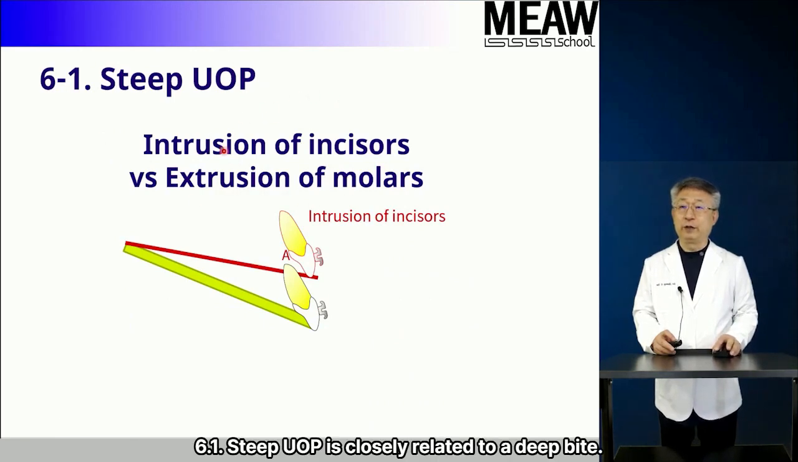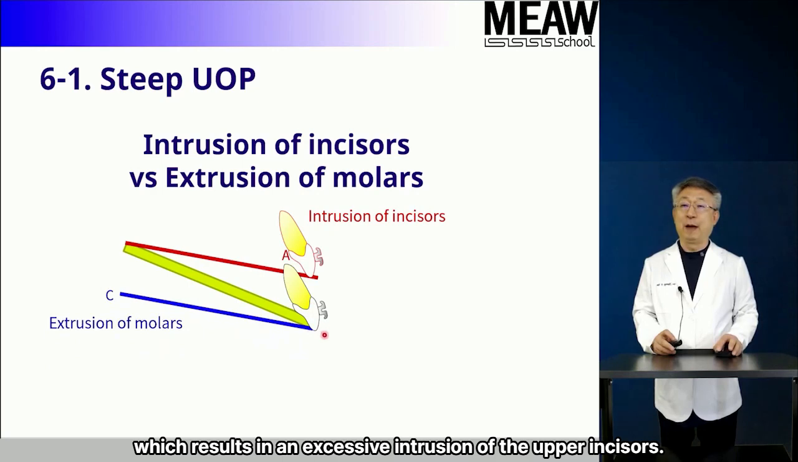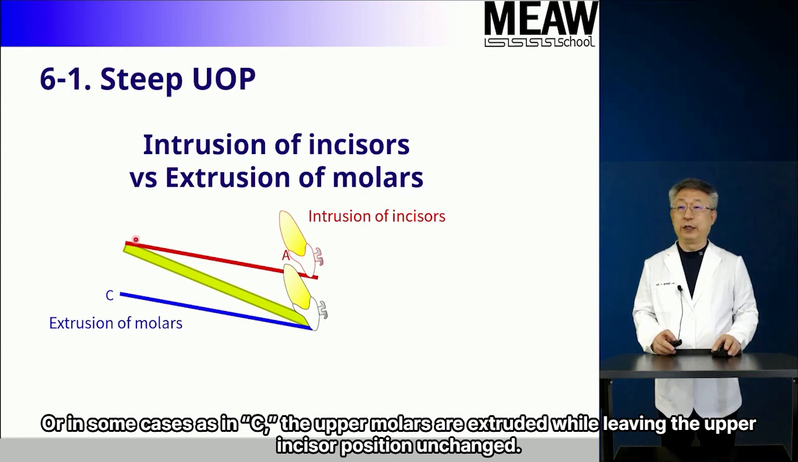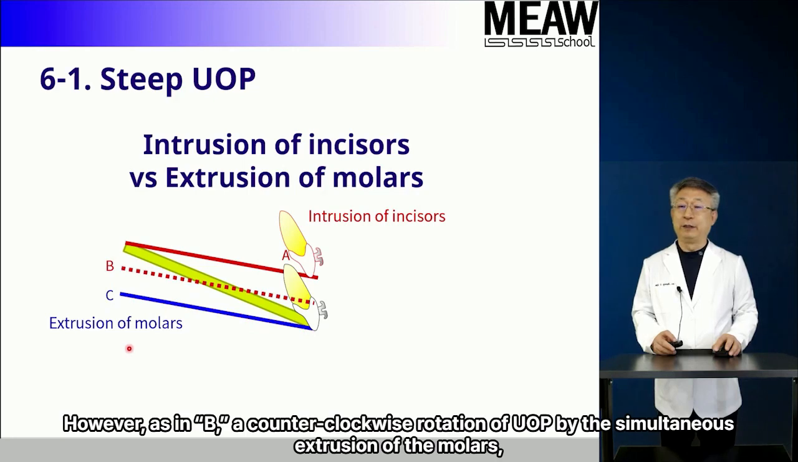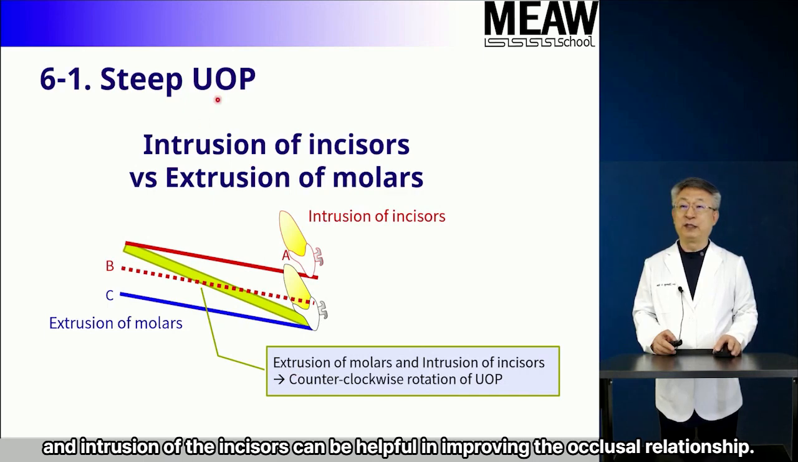6.1. Steep UOP is closely related to a deep bite. Many orthodontists attempt maximum intrusion of the upper incisors while leaving the upper molars in the same position, which results in an excessive intrusion of the upper incisors. Or in some cases, as in C, the upper molars are extruded while leaving the upper incisor position unchanged. However, as in B, a counterclockwise rotation of UOP by the simultaneous extrusion of the molars and intrusion of the incisors can be helpful in improving the occlusal relationship.